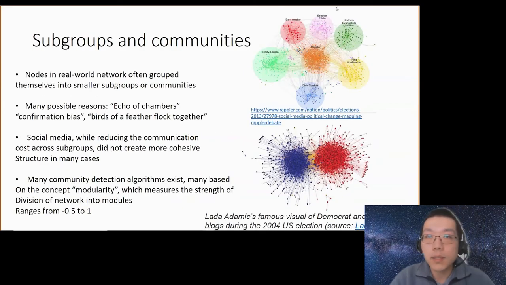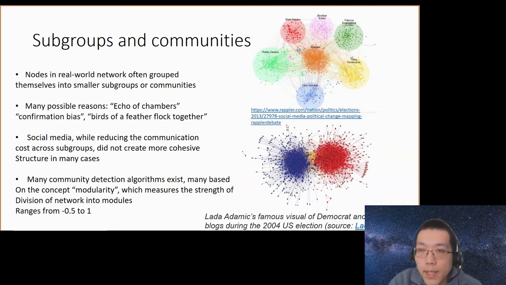All right, so the final slide in this section is that a lot of times in networks, we care about subgroups or communities. Nodes in real world networks often group themselves into smaller subgroups or communities, for many reasons, such as echo chambers, confirmation bias, birds of a feather flock together, etc. In social media, while reducing the communication costs across subgroups, in a lot of cases they actually did not create a more cohesive structure, especially around political campaigns or political discussion.